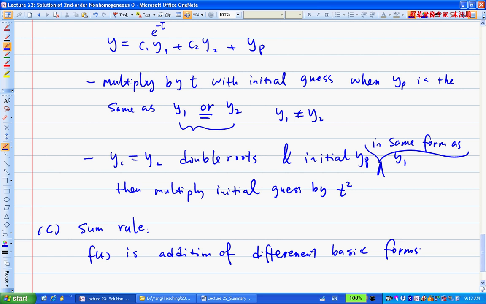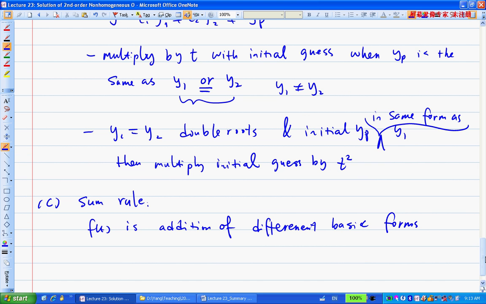So maybe f of t is an addition of a sine plus an exponential, and maybe f of t is a t squared plus a sine. So that's f of t. What will the initial guess look like? When you take your initial guess, it is basically also a summation of the initial guesses. That's what it means here. So the initial guess is also an addition format.